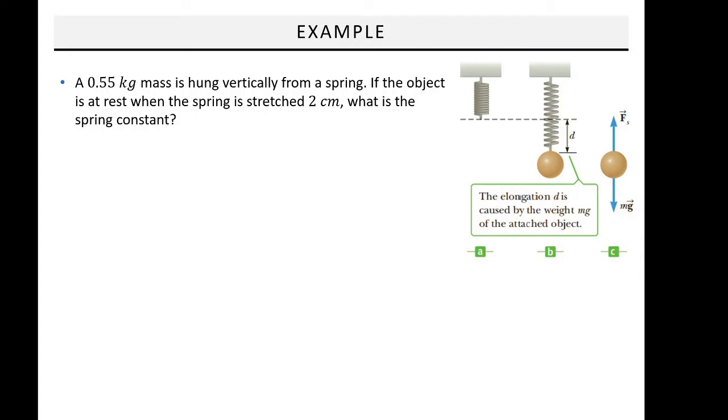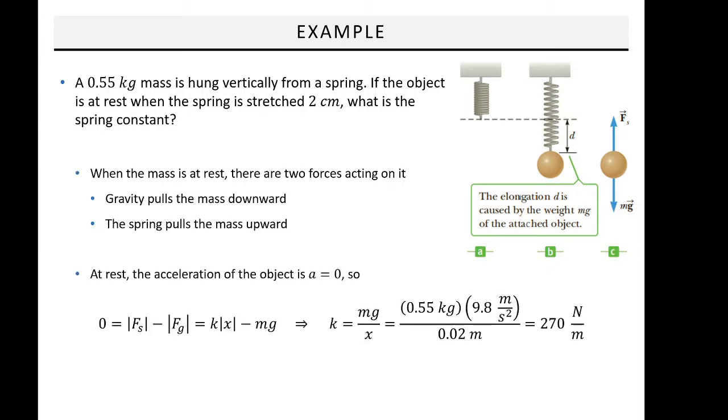We already have a force diagram drawn for us on the right side of the slide. So let's look at that to see how the forces are balancing each other out. We have gravity pulling down on the ball with a force of mg, and we have the spring pulling up on the ball with a force of Fs. Now, since the object is at rest in equilibrium, the acceleration of the object has to be 0.